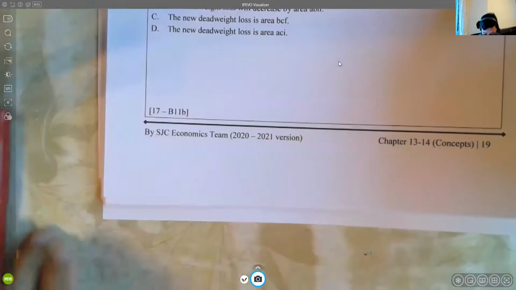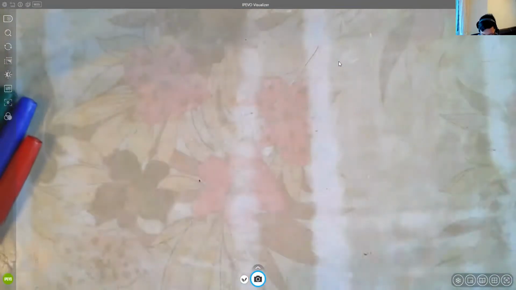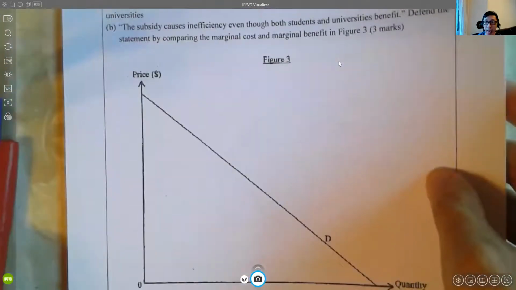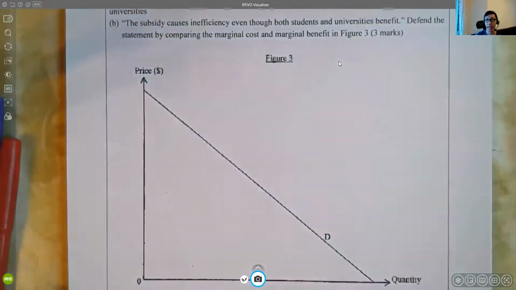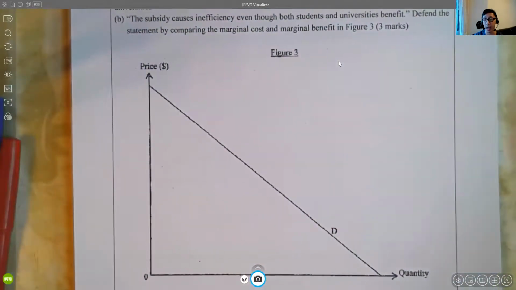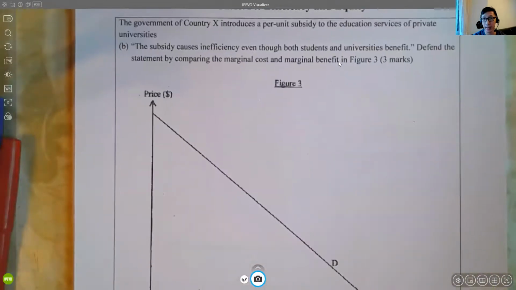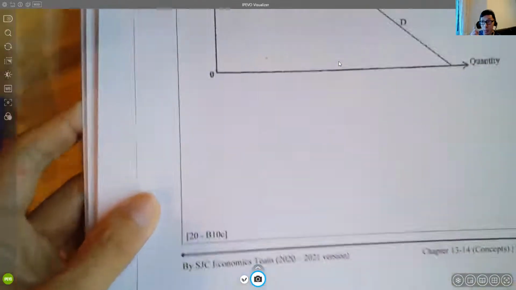Now, next one. Should be a short question, right? Here, 2017. Now here, let's learn another method. 我哋偷睇下啦。Another method that we are going to talk about. Okay. Actually, no. Let's skip this one. Go to 2020, the question I talked about.